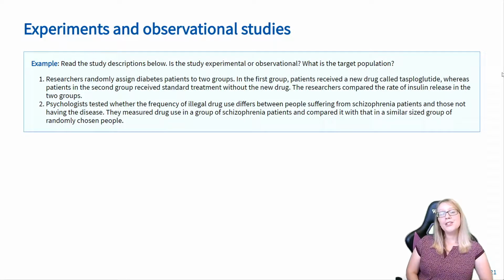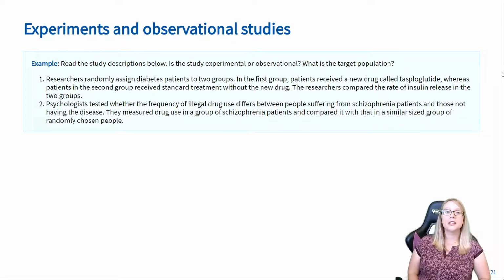Okay, so we have two studies here. We'd like to read through each one and determine whether or not they're experimental or observational. Our first study: researchers randomly assigned diabetes patients to two groups. In the first group, patients receive a new drug called taspaglutide. Patients in the second group receive standard treatment without the new drug. The researchers want to compare the rate of insulin release in the two groups.